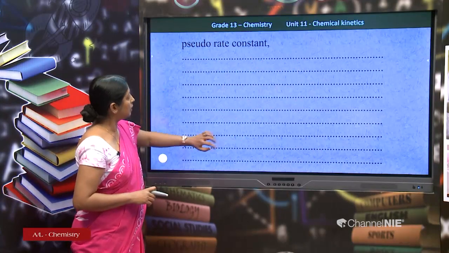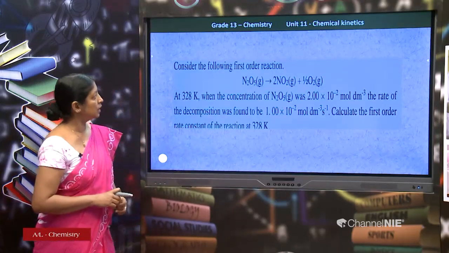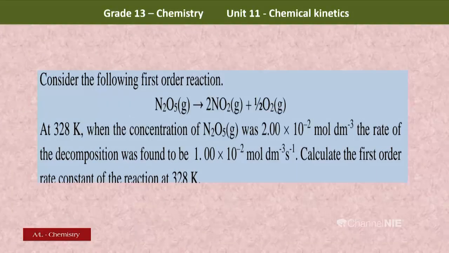So, then let us see some other calculations based on this rate law expression. Now, think about this reaction. Here they had mentioned it is a first order reaction. The balanced chemical equation is given, and here you are provided with the concentration of N2O5 as 2 into 10 to the power minus 2, and the reaction rate is given as 1 into 10 to the power minus 2, and we are asked to calculate the rate constant.